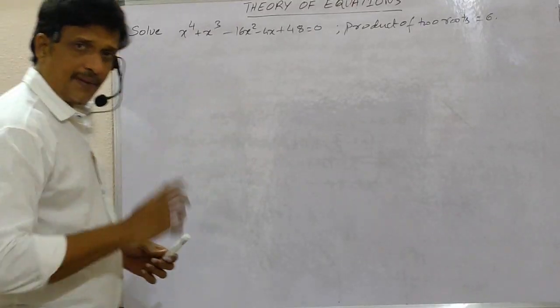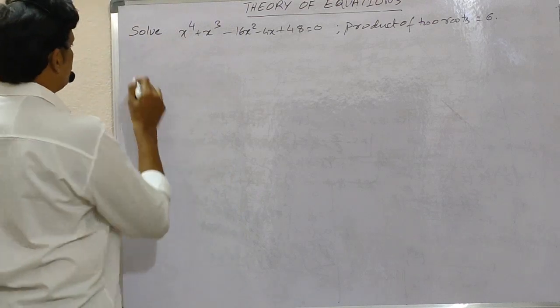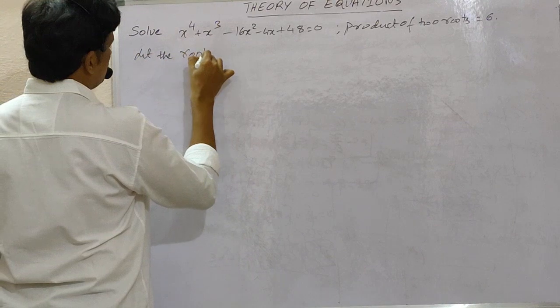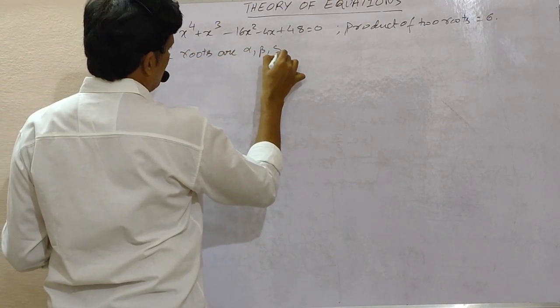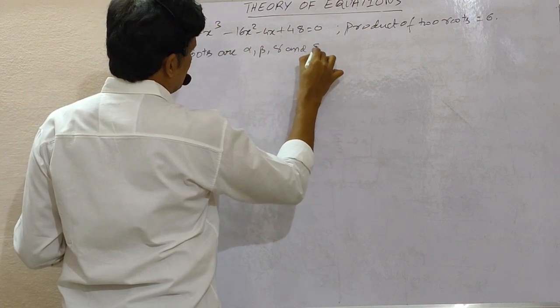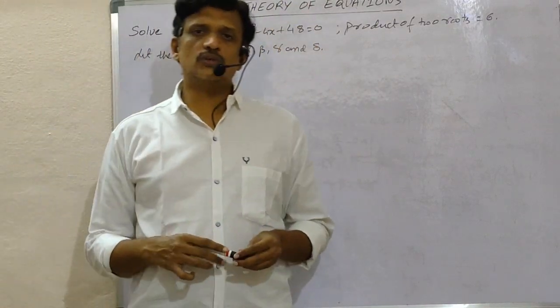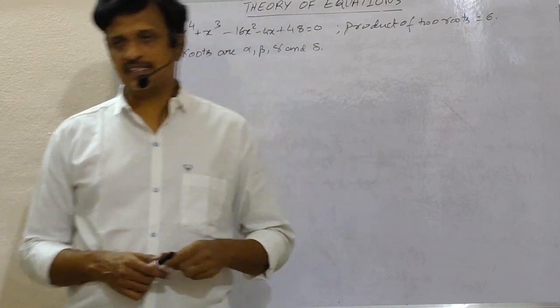So now let alpha, beta, gamma and delta be the required 4 roots of the given polynomial. Let alpha, beta, gamma, delta be the 4 roots of the polynomial. Then write the S1, S2, S3 and S4 conditions.